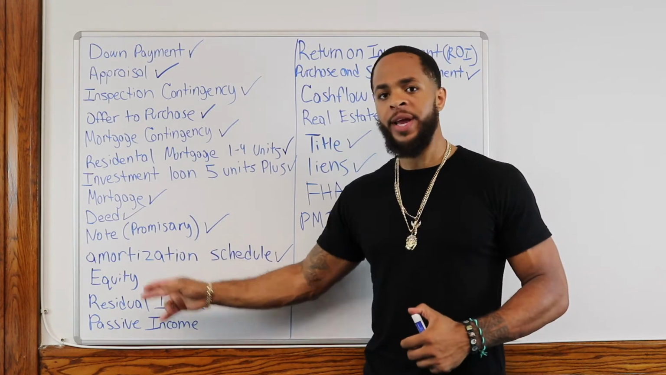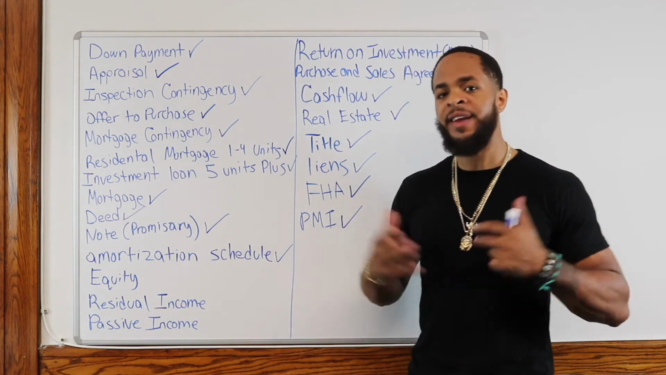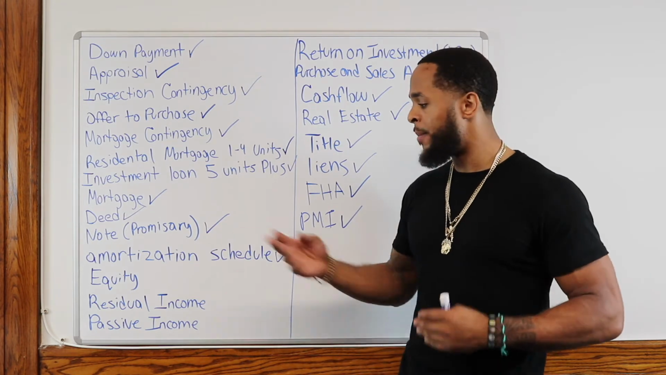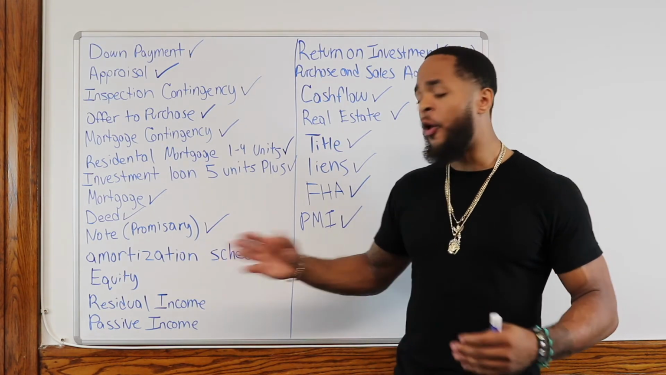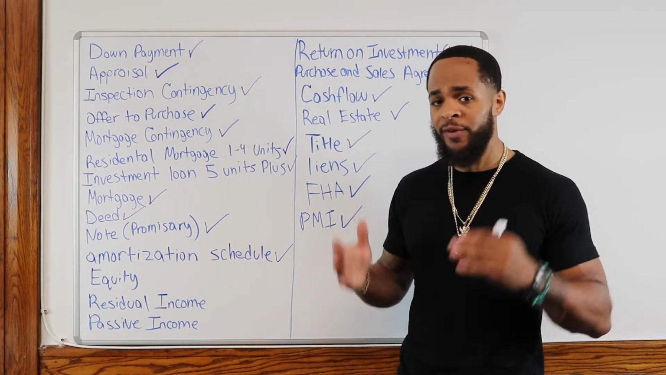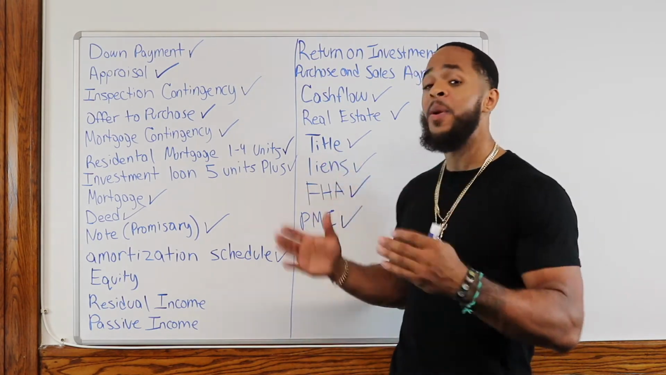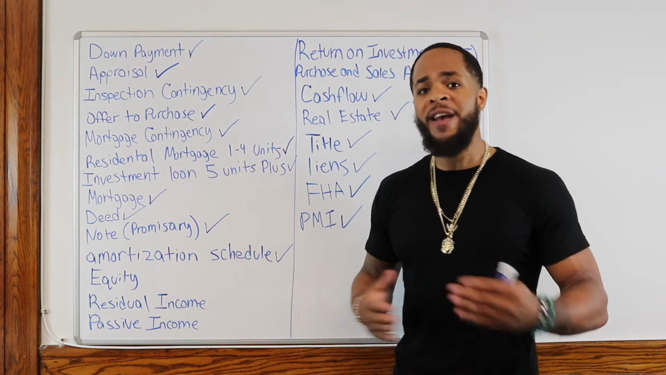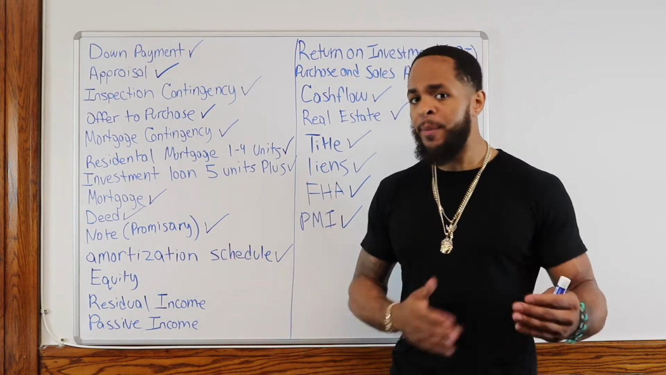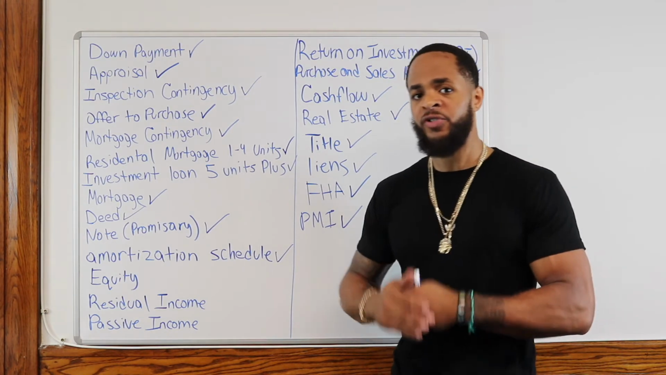Let's talk about equity. Equity is defined as the difference between the fair market value and what you owe on that mortgage, okay? If you have no mortgage, then the property is 100% equity, and whatever the fair market value is is how much equity you have in that building. But if you have a mortgage on that property, then the difference between the fair market value and the mortgage is what your equity is.